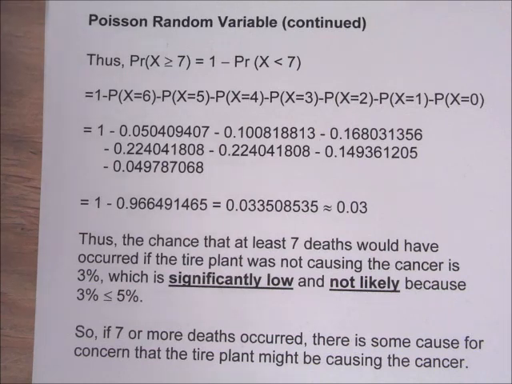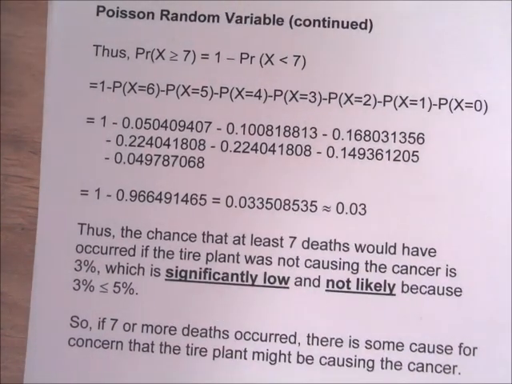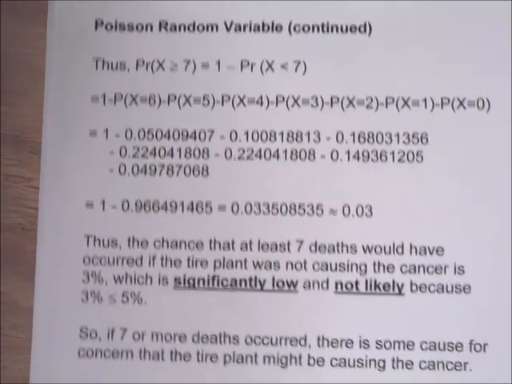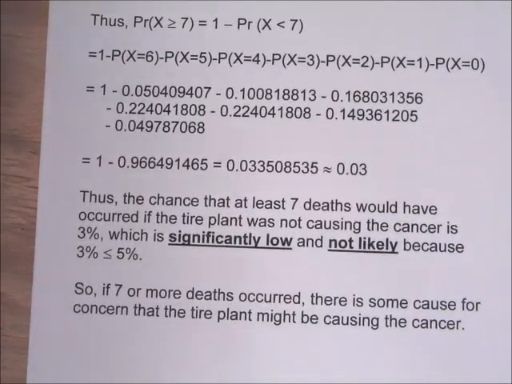So the chance that at least 7 deaths would have occurred if the tire plant was not causing the deaths would be 3%, which is significantly low. So if 7 or more deaths had occurred, there would be some cause for concern that the plant might be causing the cancer. And that concludes this presentation.